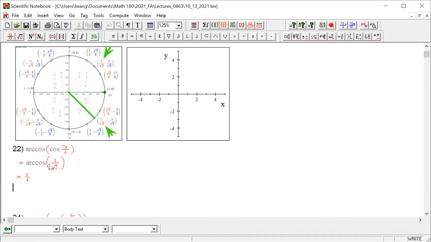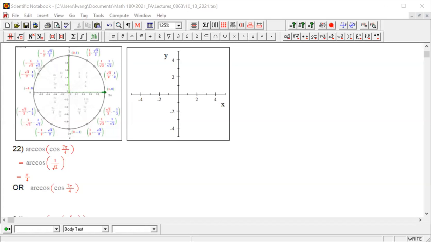Another way to express the same idea is to recognize that 7 pi over 4, right? 7 pi over 4.